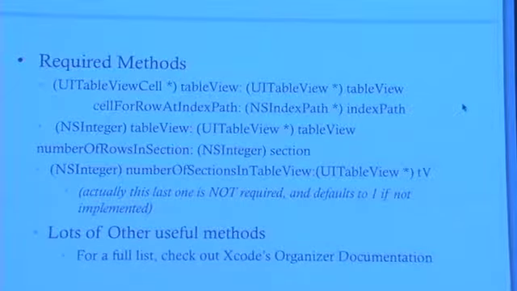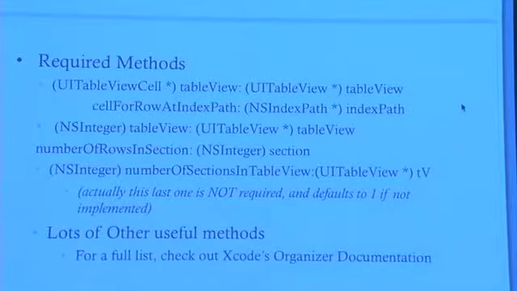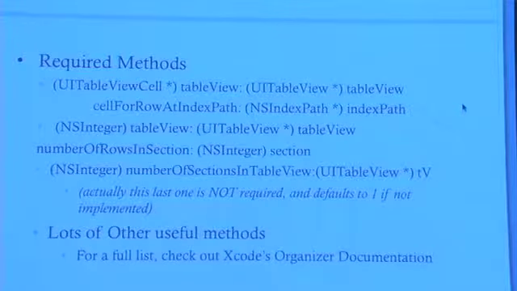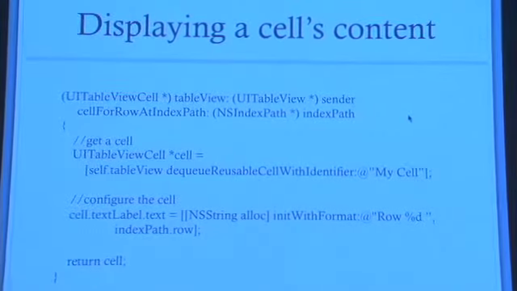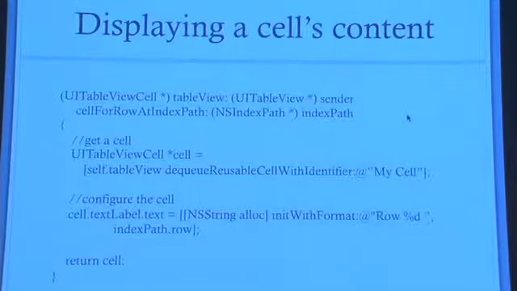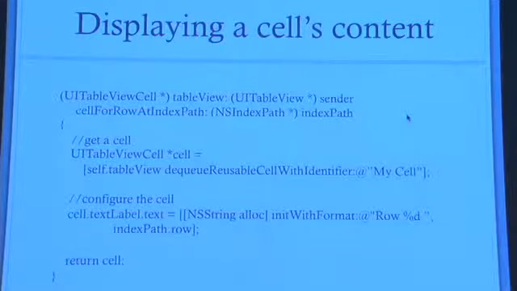And there's a whole bunch of other methods, and a good place to look is Xcode's organizer documentation for those methods. So I'm just going to talk briefly about this one method, tableView:cellForRowAtIndexPath:, that you will definitely be implementing if you are going to use a table view. What you're going to need to do in this method is, first of all, get a cell, either create it or get it, and then configure it and tell the cell what to display.